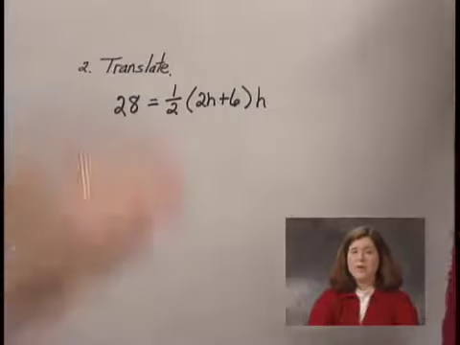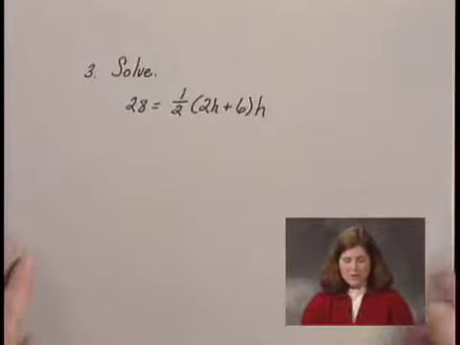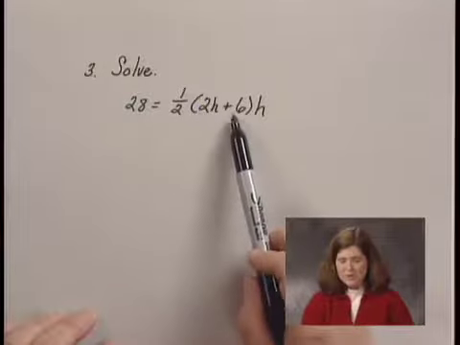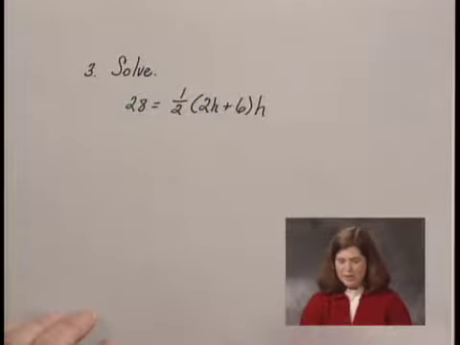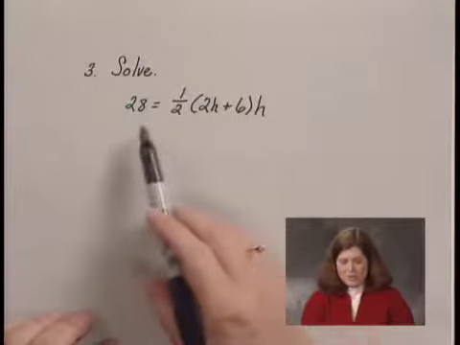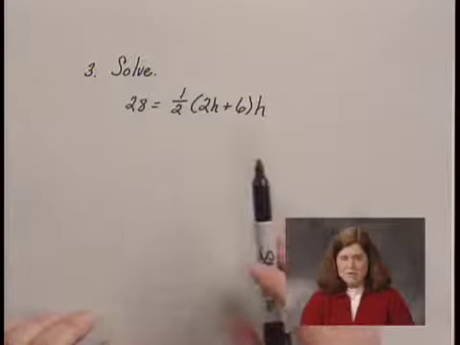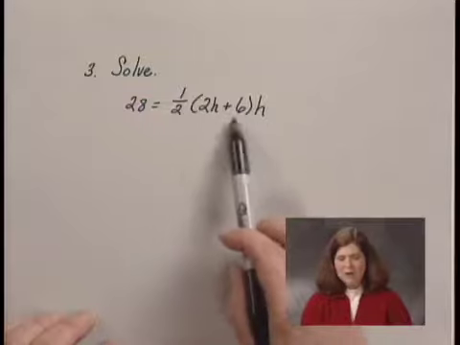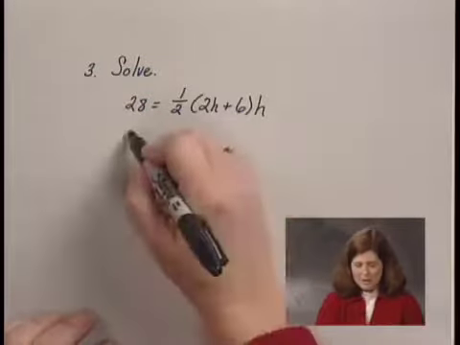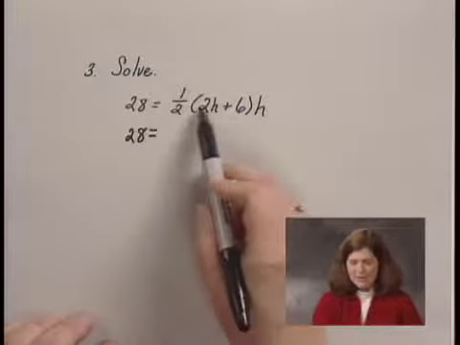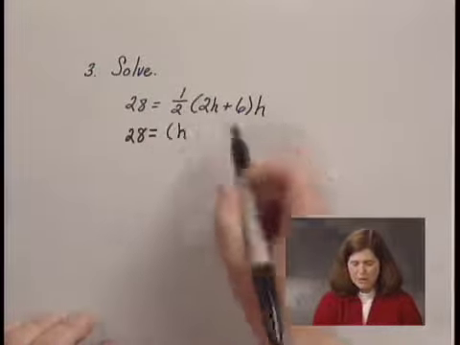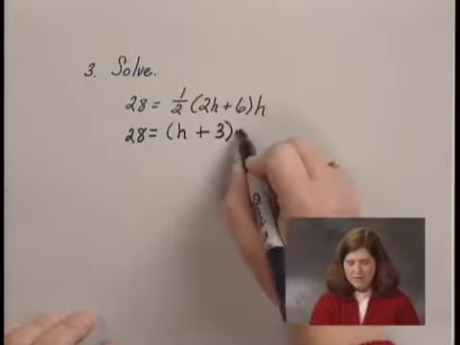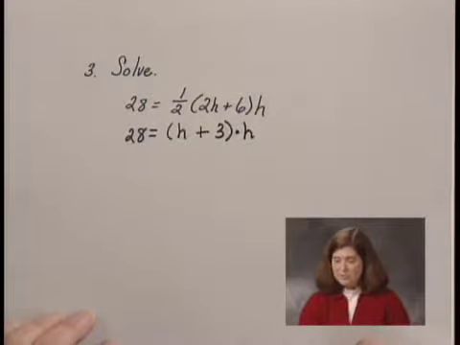We can move to step 3, and that is to solve the equation. We want to solve 28 equals 1/2 times 2h plus 6 times h. The first thing we want to do is simplify. We can do this in different order, but I notice that if I multiply 1/2 times 2h plus 6, I wouldn't have any fractions left. So I'm going to do that first. All right, 28 equals 1/2 times 2h would be h, plus 1/2 times 6 would be 3, and I still have that multiplied by h.